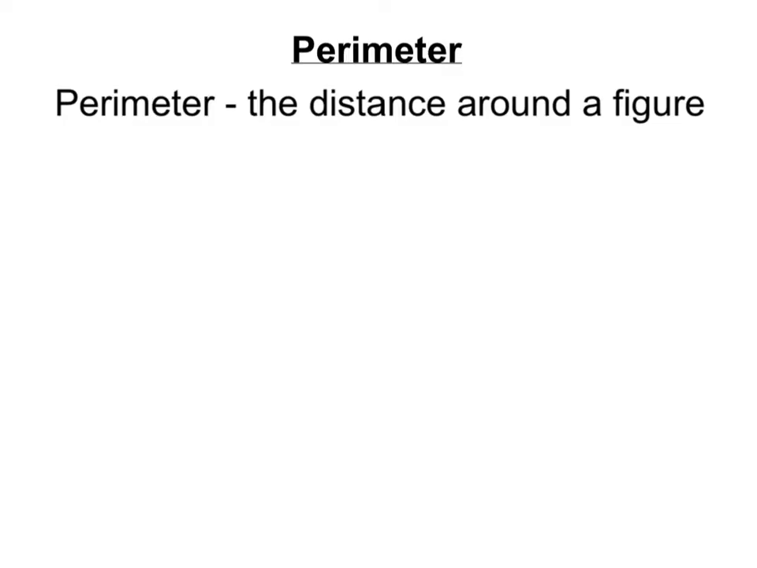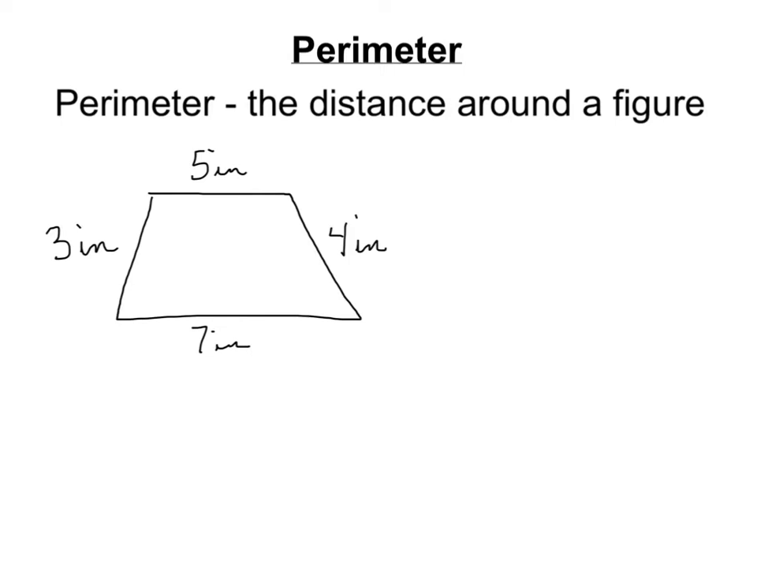Perimeter is the distance around a figure. So if you want to find the perimeter of a shape, add up the length of each of its sides. For example, if we have a trapezoid with sides 3 inches, 5 inches, 4 inches, and 7 inches, in order to find the perimeter, I'm going to add up those amounts.